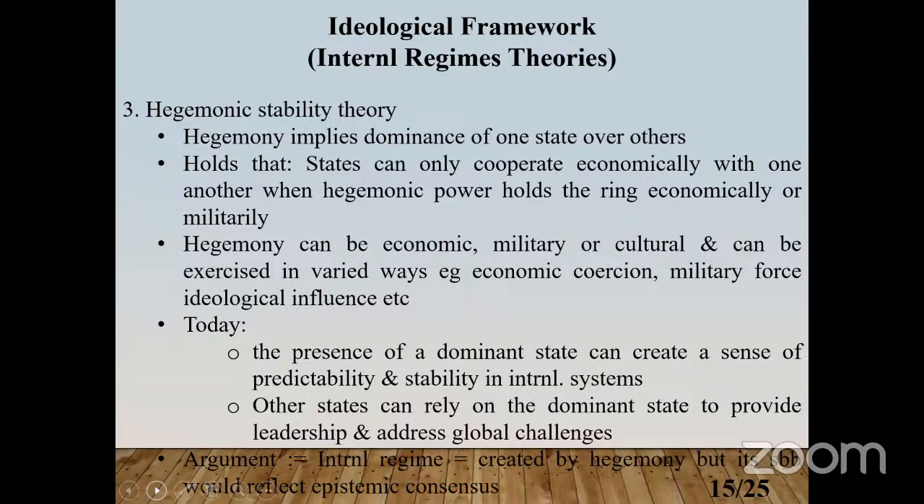Consider the presence of a dominant state. The presence of a dominant state can create a sense of predictability and stability in international systems. The understanding here is that once we have a hegemonic state, a dominant state, if it is well-intentioned, it can create a sense of predictability, because other nation states will look at that hegemony as a prefect. And because of that, that state can guarantee stability through international systems. Think also of other states that will be made to rely on the dominant state to provide leadership and address global challenges. So the argument would be, what does such and such a state do?